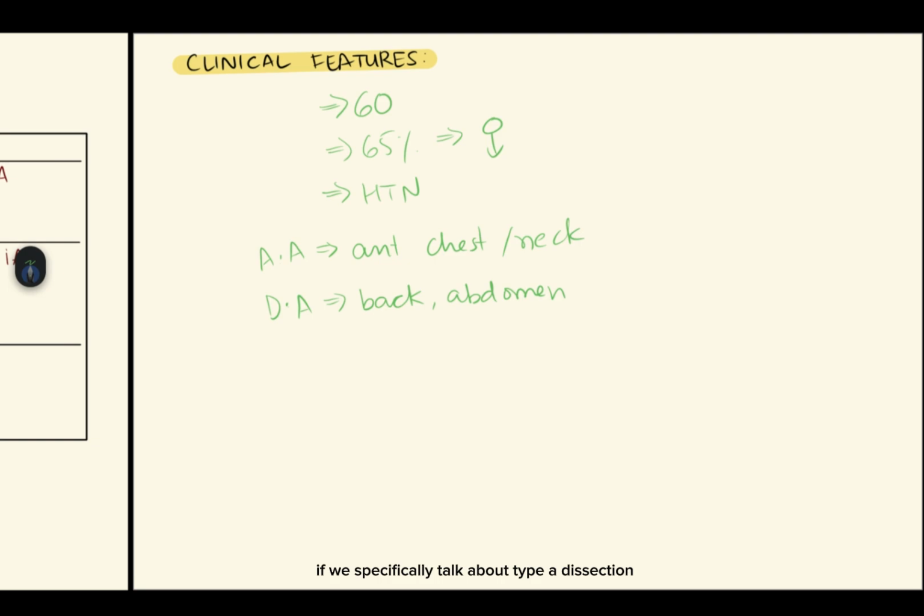If we specifically talk about type A dissection and its clinical features, as for the hemodynamics of type A dissection, these patients can be in any spectrum of the blood pressure. They can be having low blood pressure, they can be normotensive, or they can be hypertensive. Pseudohypotension is where BP is low in one arm only because the subclavian artery on that side is compromised by the dissection. That means that the patient's true blood pressure, which if you measure in the unaffected arm, can be normal or even elevated.